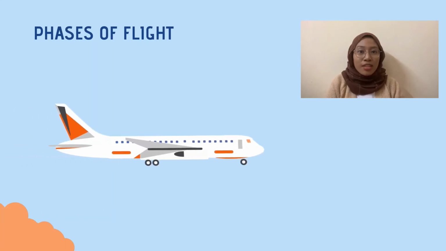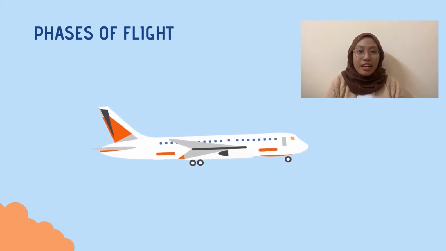Moving on to the next part. So basically, air traffic controllers manage aircraft through all flight phases, from departing from one terminal gate to arriving at another terminal gate. Air traffic control works based on 7 phases of flight.